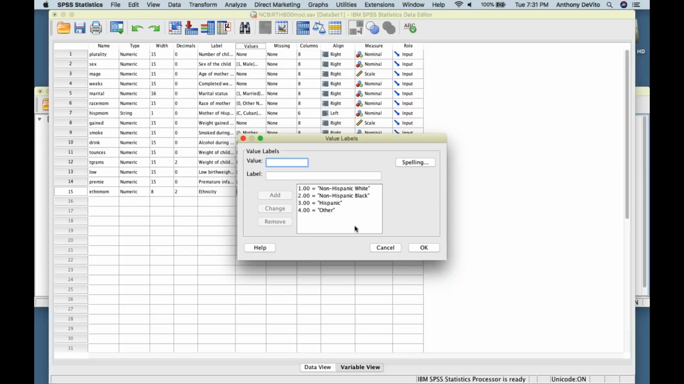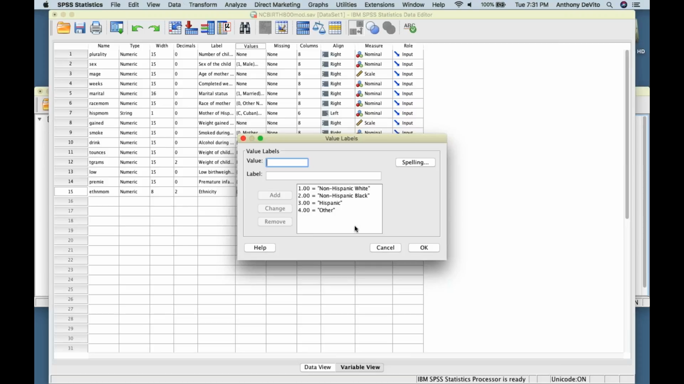Non-Hispanic white, non-Hispanic black, Hispanic, 4 groups. I want to know if there's a difference in the birth weight. The birth weight's a numerical variable, so I'm comparing means. I'm saying mu for this group is equal to mu for this group is equal to mu for this group is equal to mu for this group. What test do I run now?